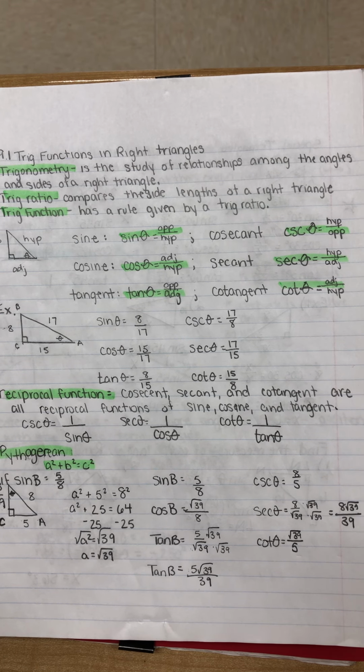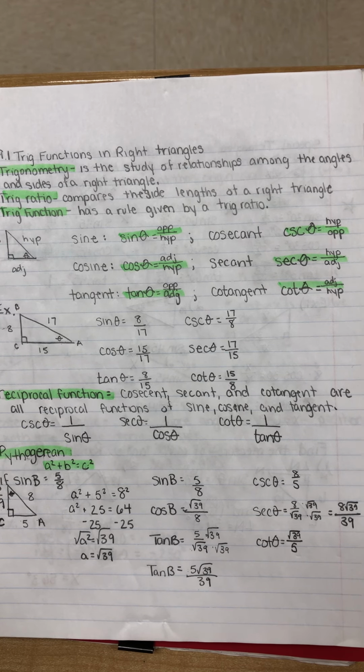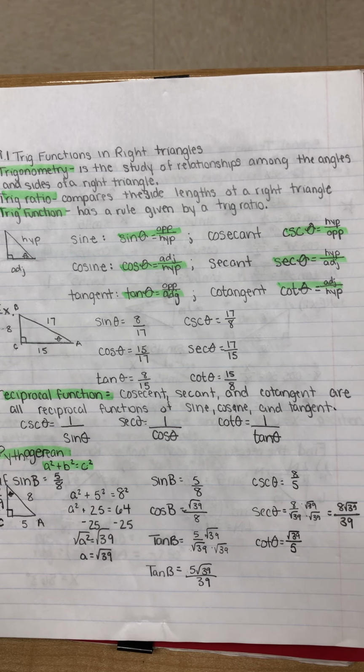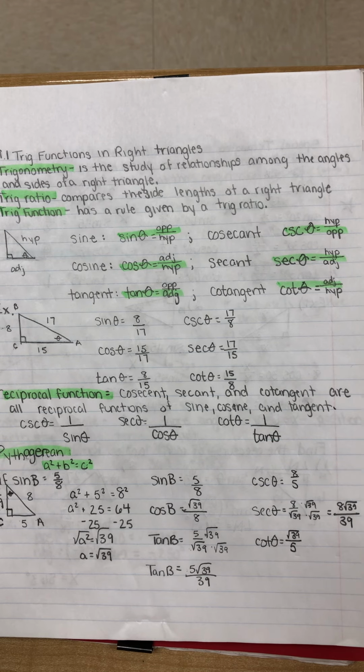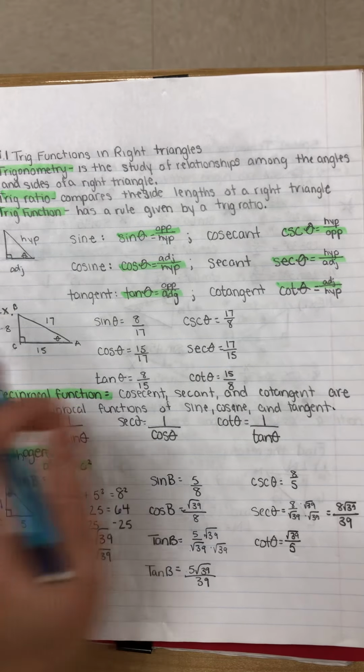A trig ratio compares the side lengths of a right triangle. Again, it compares the side lengths of a right triangle. And a trig function, that's our last word for the first part, has a rule which is given by a trig ratio, which is what we're going to talk about. So there are 6 trig ratios.